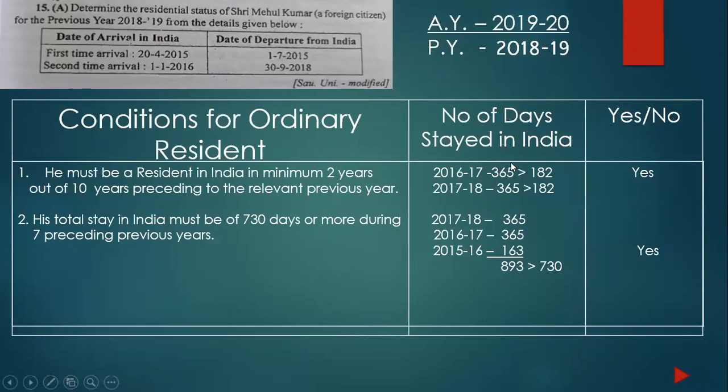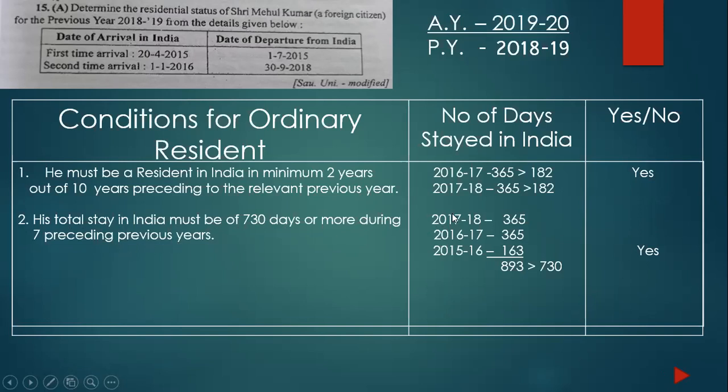So we can write down in the table that in 2016-17 he has stayed 365 days, which is more than 182 days. In 17-18 also he stayed 365 days, which is again more than 182 days. So in both years he fulfilled the condition for resident. So this condition is fulfilled for Mr. Mehul.